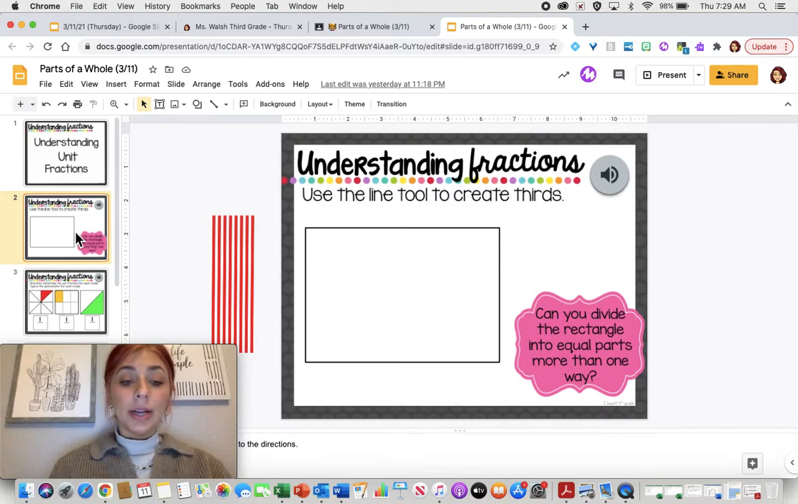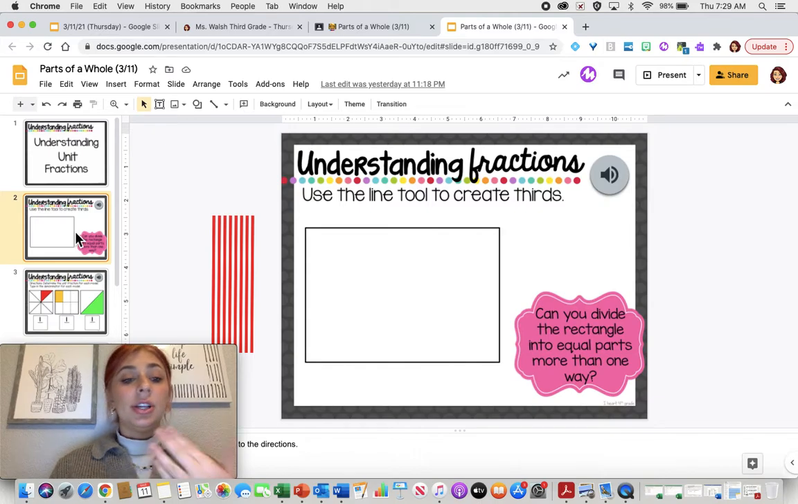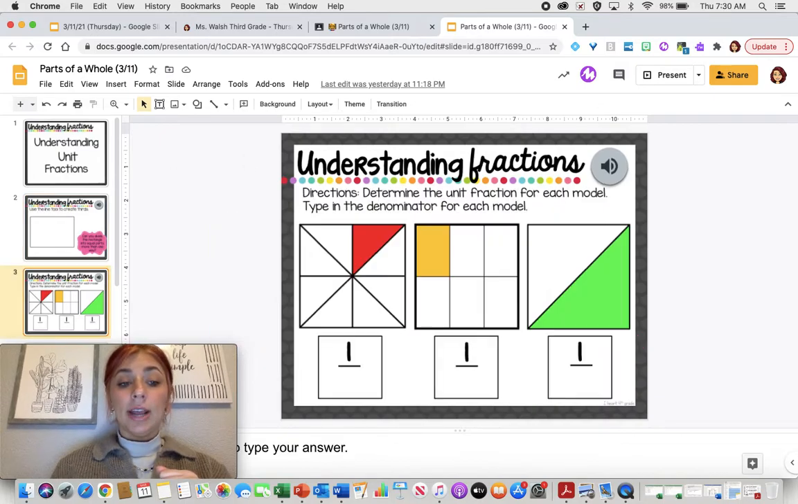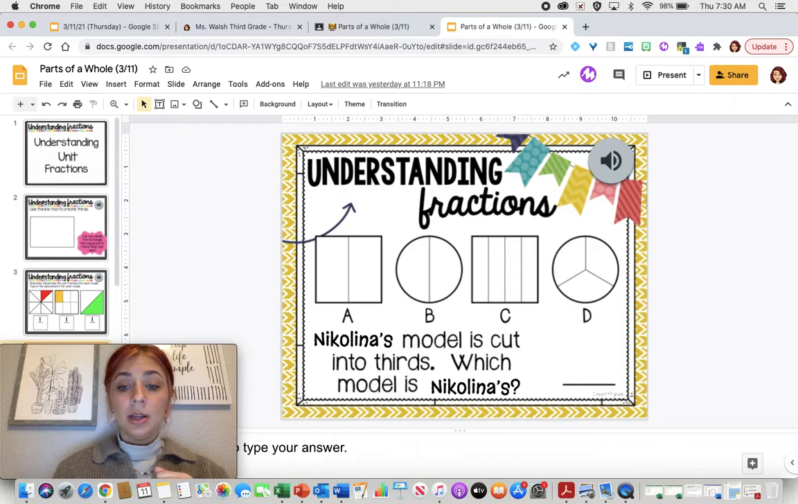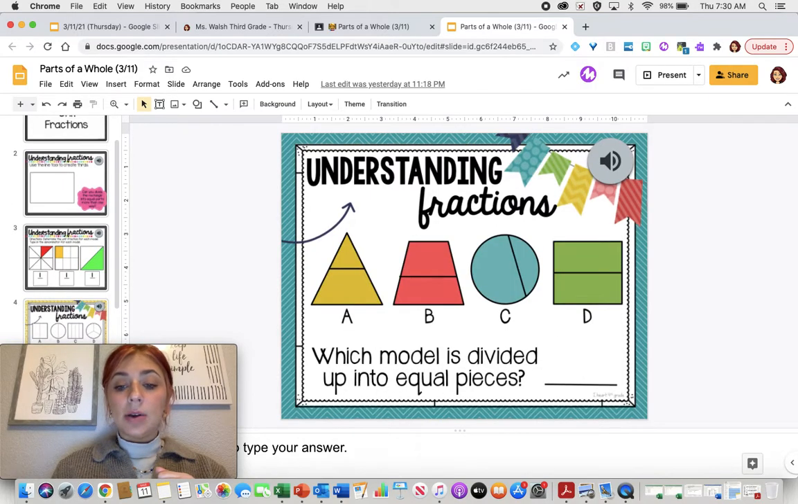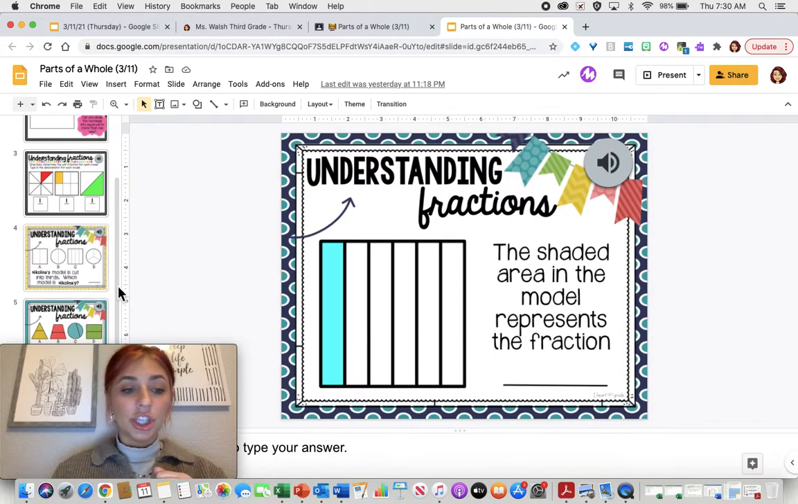After that, you're going to go through and follow the directions for each of these pages. So for example, for slide number 2, you're going to click and drag to make thirds. Then for slide number 3, you are going to tell me the denominator for each of these unit fractions. They already give you the 1 in the numerator, and so now you're going to give me the denominator.